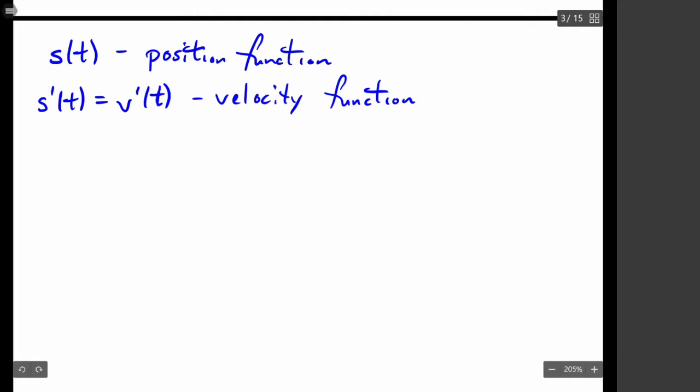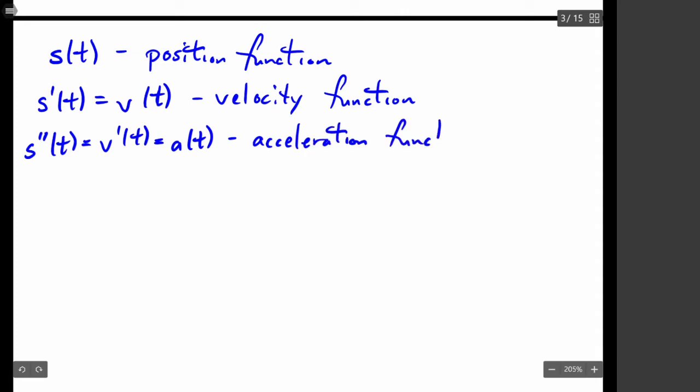Oh, sorry, there wasn't supposed to be a prime there. All right? So, well, we can take the derivative again, right? No reason we can't do that. That's the derivative of velocity, so it's the instantaneous rate of change of velocity. What we call that, I'm going to call it a of t, and this is the acceleration function. So this tells us sort of how fast our velocity is changing.